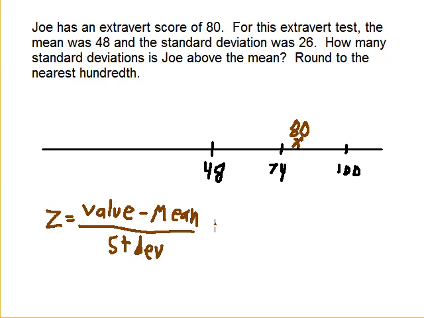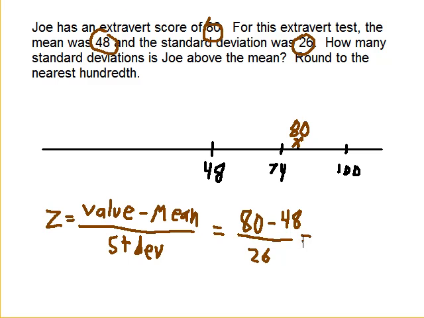Alright, so let's plug in the numbers. Our value is 80. Our mean is 48. And our standard deviation was 26. We're getting all this from up here. Value is 80, standard deviation is 26, and the mean was 48.